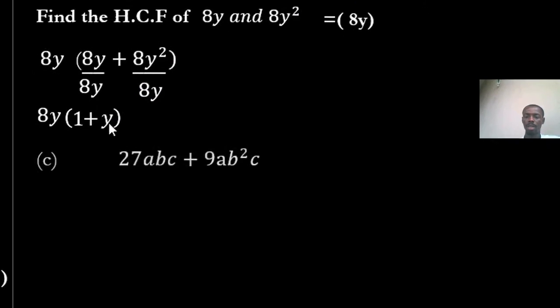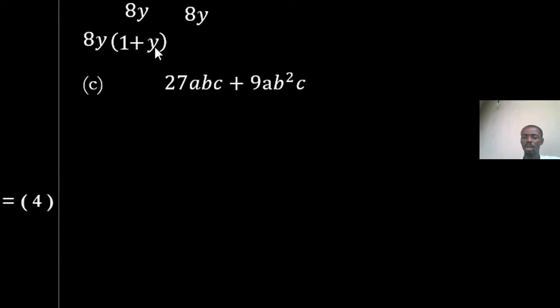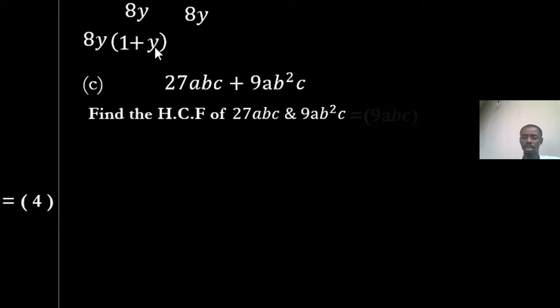Okay, C. Having 27abc plus 9ab squared c. So you ask yourself, what is the highest common factor of 27abc and 9ab squared c? So what should be your answer? My answer is 9abc. Why? 9 is common to 27 and 9. There is a 9 here, there is a 9 here. Or 9 divides 27, 9 divides also 9.